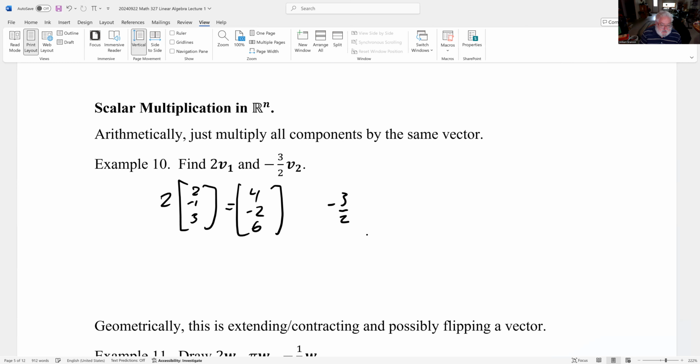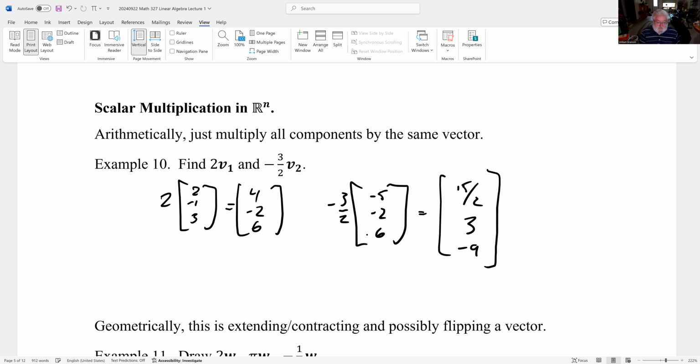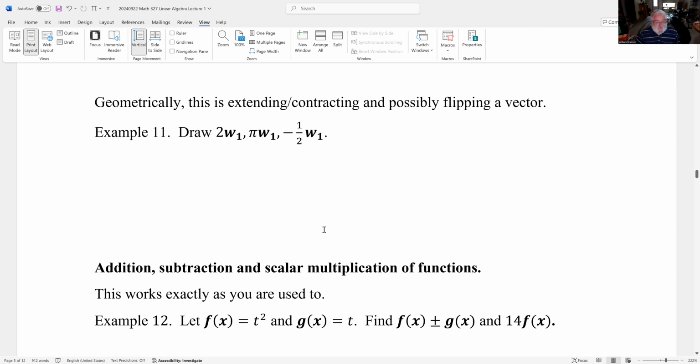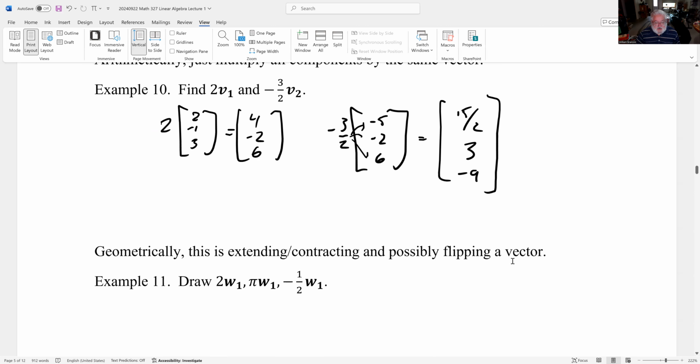Minus 3 halves times V2, where V2 is minus 5, minus 2, 6. Minus 3 halves times minus 5 is 15 halves. Minus 3 halves times minus 2 is 3. Minus 3 halves times 6 is minus 9. Right, so we just take this, we distribute it to all 3, and we get the multiplication. Geometrically, this is just sort of extending and contracting or possibly flipping a vector.